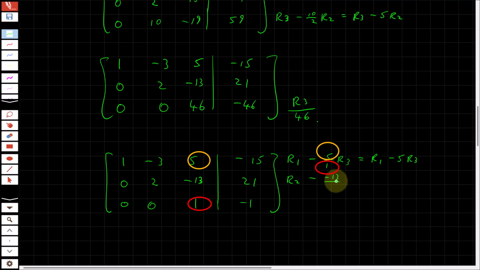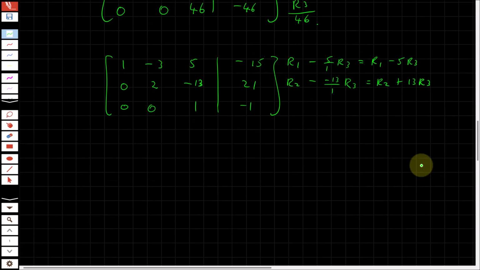So row 1 take away 5 over the pivot, which is 1, and row 2 take away negative 13 over the pivot, which is also 1. That will zero out the negative 13 and the 5.